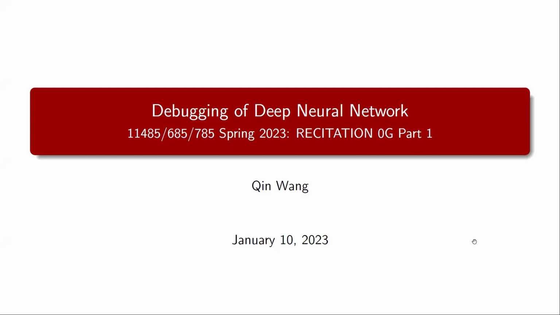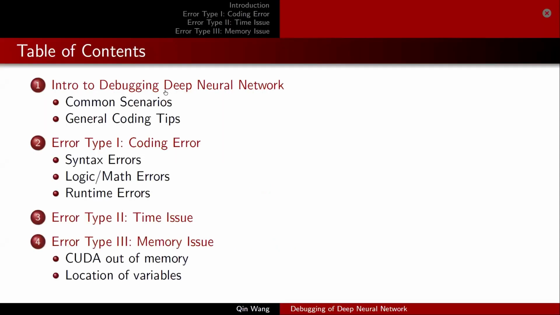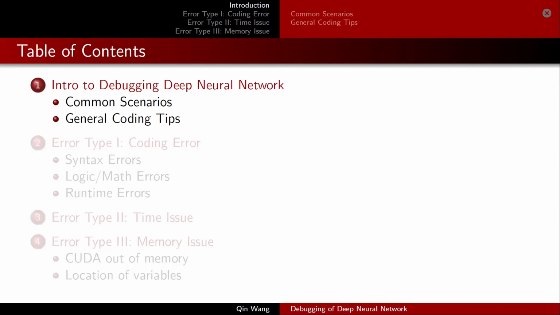In this recitation, we'll first look at what are some common scenarios in writing deep neural networks, and then go through some general coding tips. After that, we'll cover 3 types of common issues in writing deep learning codes: coding error, time issue, and memory issue. Hopefully, at the end of this recitation, you are able to identify the type of error you're facing while debugging and understand what are the things you should try in order to find the bugs in your code.